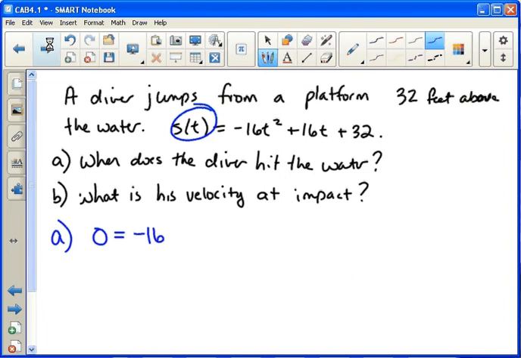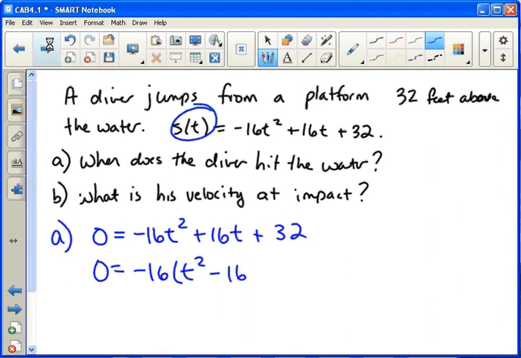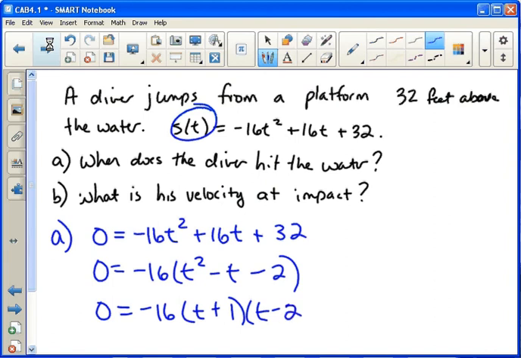And now we can factor this and solve for t. Notice I factored out a negative 16. That way it would change my squared to a positive term. That's my preference anyway. Easier to factor. We get t minus 1, t plus 1, t minus 2. If we set that equal to 0, we get times of negative 1 and positive 2.